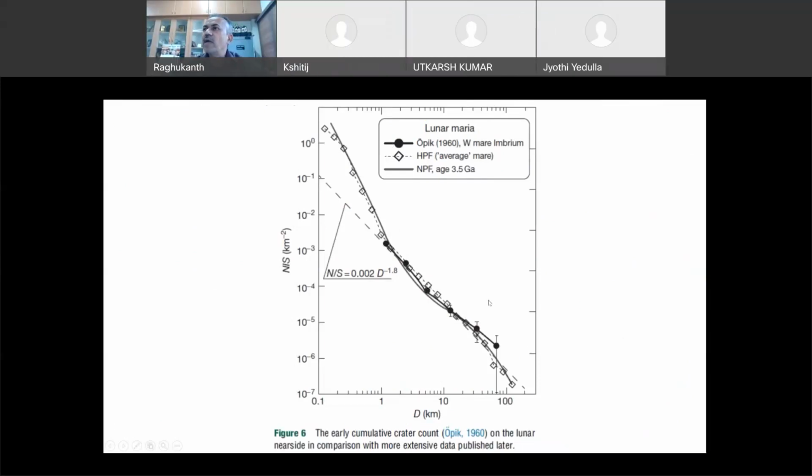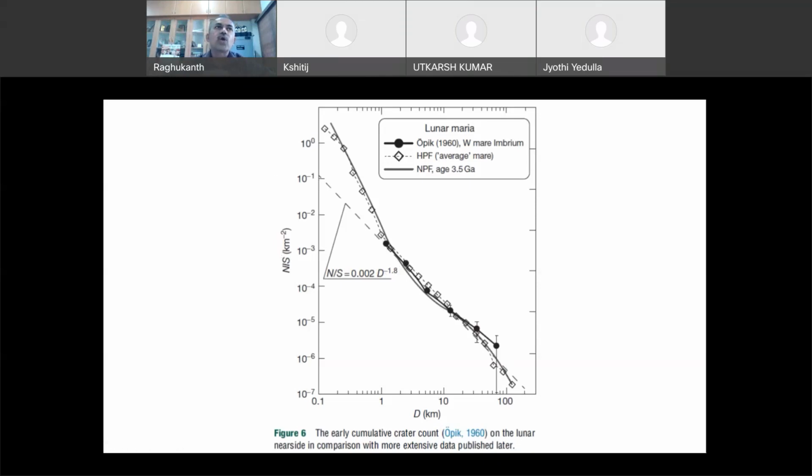Anyway, now we have satellites and people have gone there. So if you fit the data, it matches very nicely with the current data itself. If you plot this power law, the exponent is almost around minus 1.8. This is the diameter here, and this is the number of craters divided by the area of Mare Imbrium, so per kilometer square. This was one of the earliest graphs, plotted in the 1960s by Öpik.